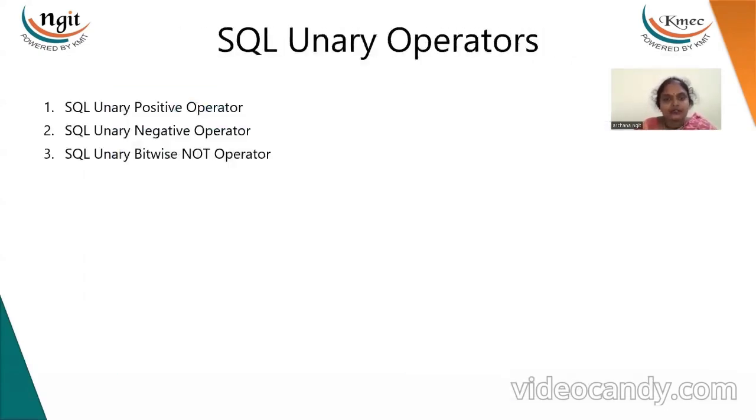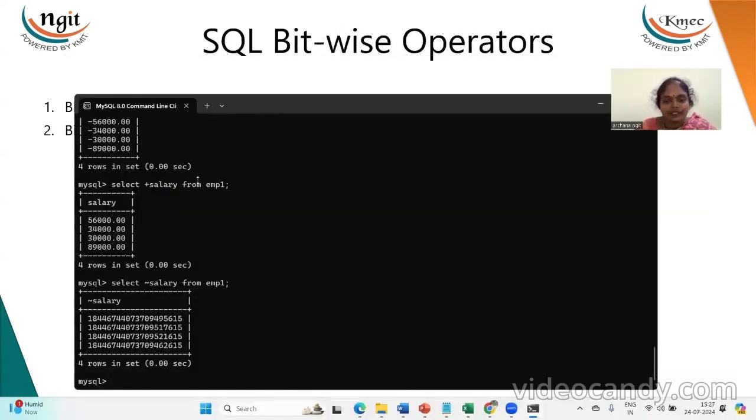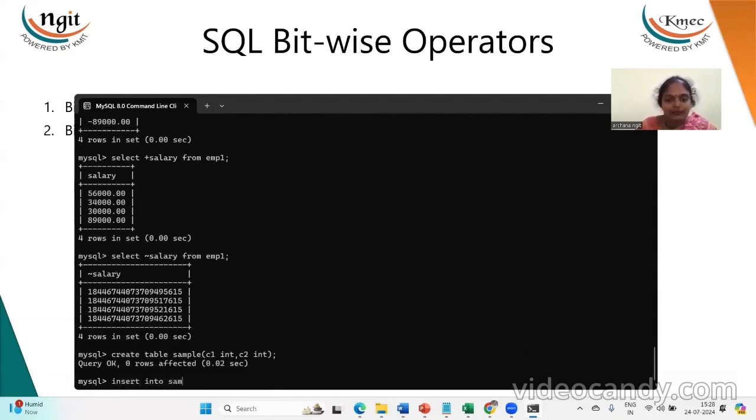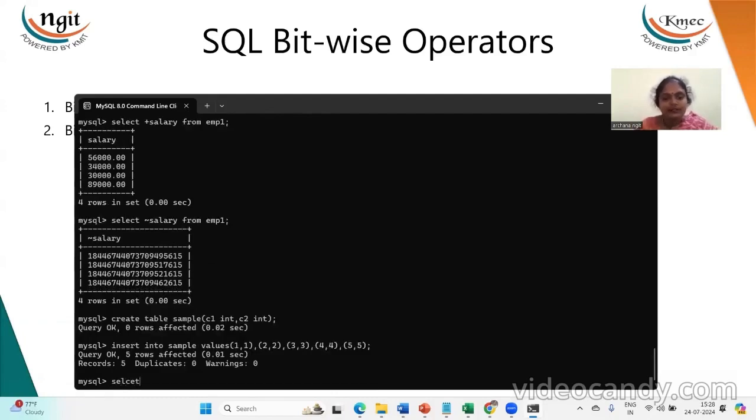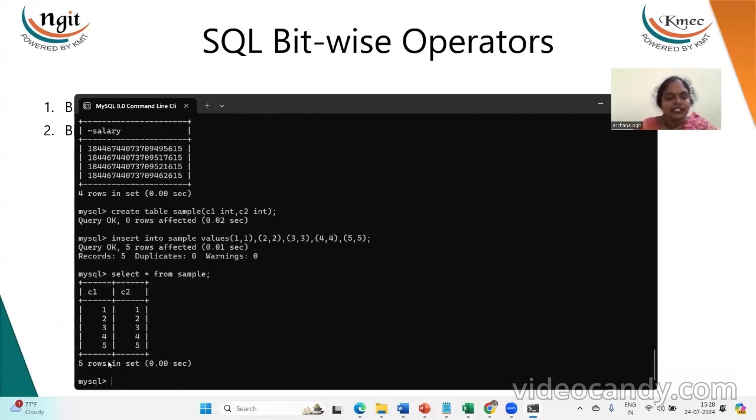The next is bitwise operators. Let me create a new table, that is sample. Here I want column 1, which is of type int, and column 2, which is also of type int. I have created it. Insert into sample values 1, 1, 2, 2, 3, 3, 4, 4, 5, 5. The records have been inserted. So select star from sample. This is the data that we have.